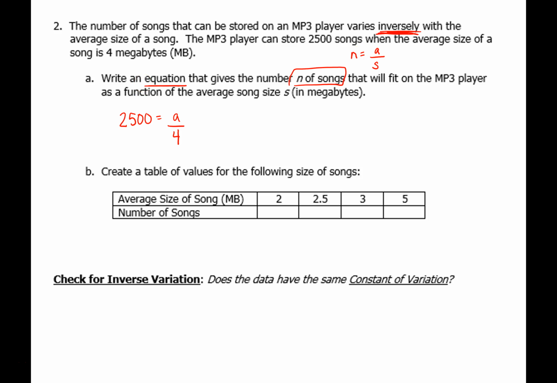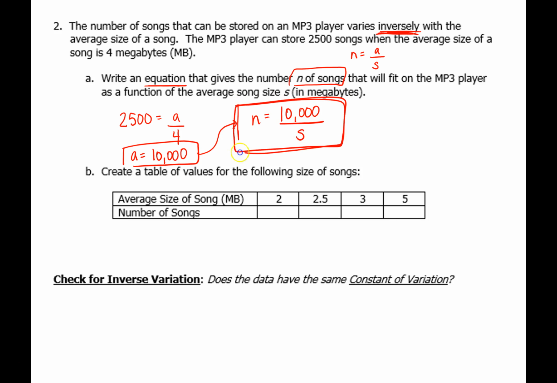So I'm going to multiply on both sides by 4, which means that a is equal to 10,000. I've got my constant now, so I can plug that in. N is equal to 10,000 divided by the size of the song. So this is my equation. All right, let's see what it wants us to do next, because it's not trying to ask us anything more than that for that problem.